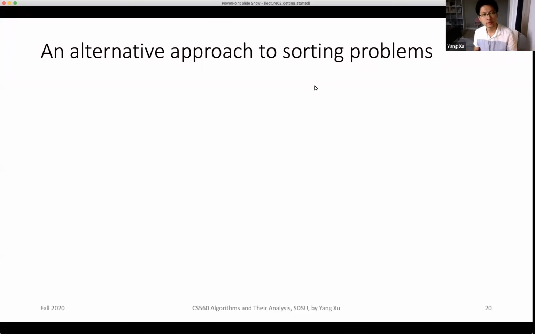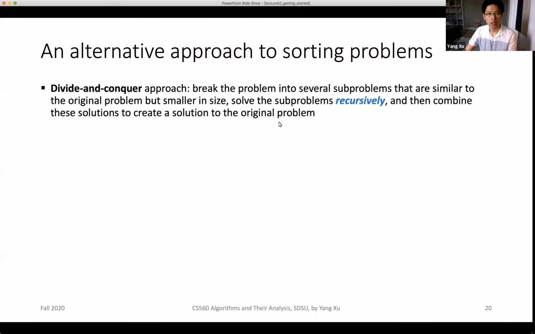Hi, in the previous video, we learned the implementation and running time efficiency of the insertion sort algorithm. So today we're going to see an alternative approach to the sorting problem, which turns out to be a more efficient one. Okay, so we are considering a divide and conquer approach.